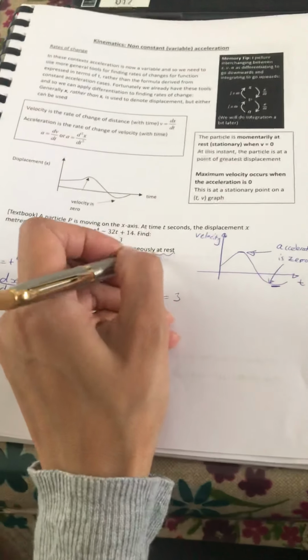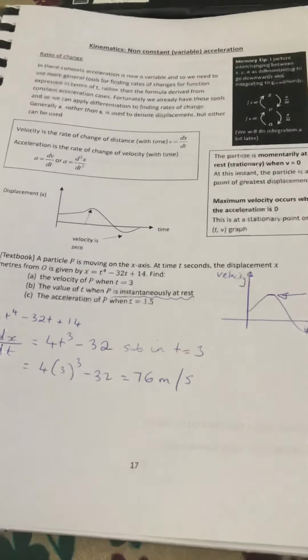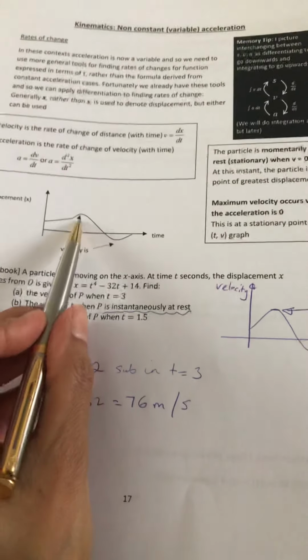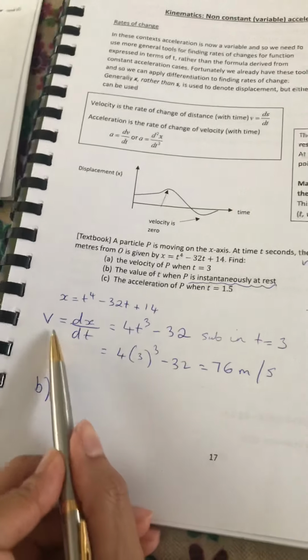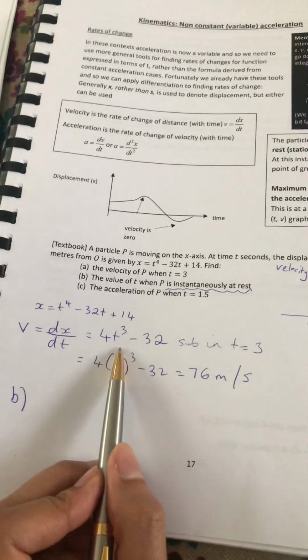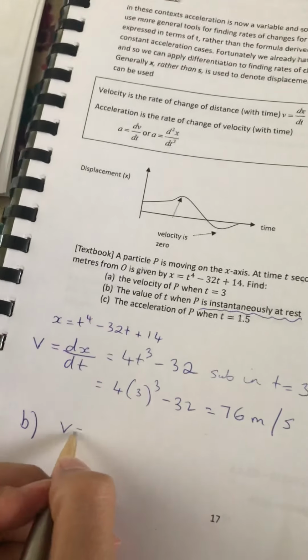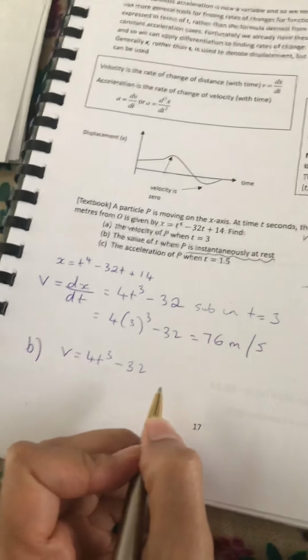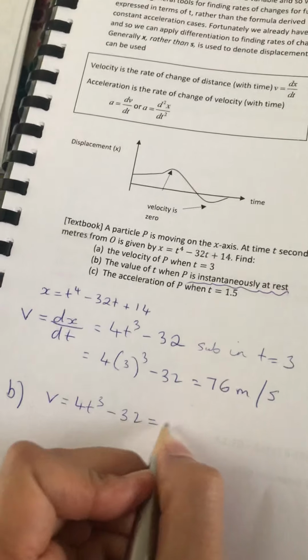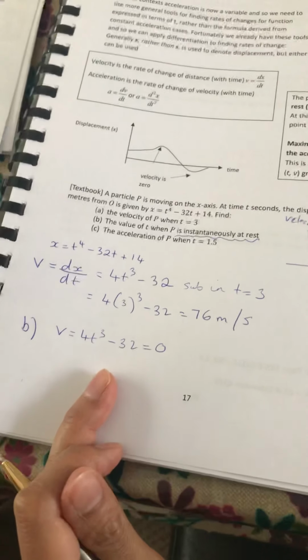Okay, part B, it says find the value of t when p is instantaneously at rest. So this bit here, instantaneously at rest, they're talking about the velocity being 0. Okay, and I have got that velocity is 4t cubed minus 32. So velocity is 4t cubed minus 32, and instantaneously at rest means velocity is 0.